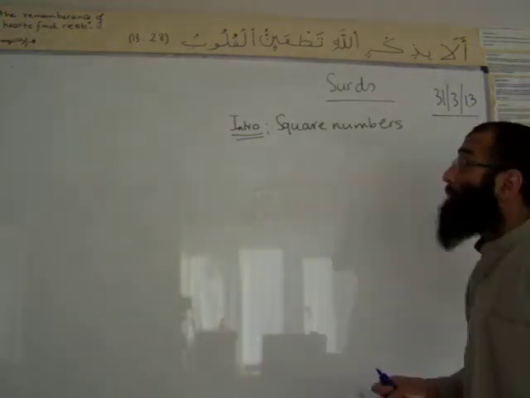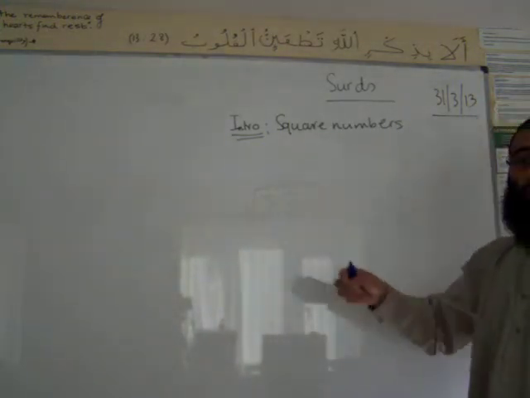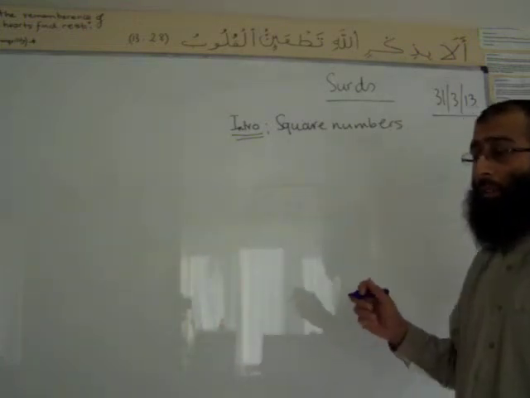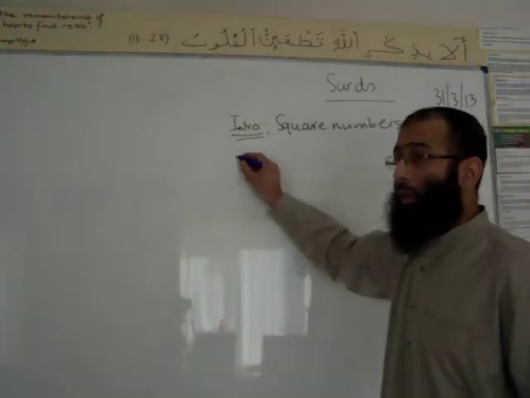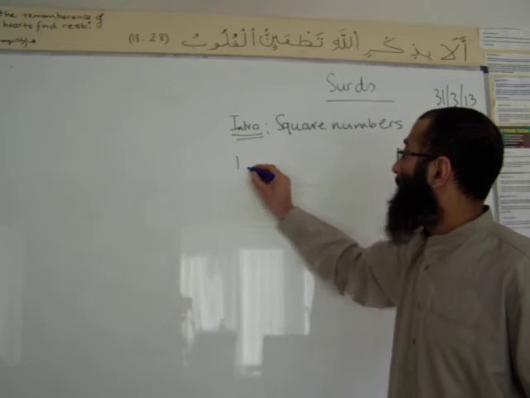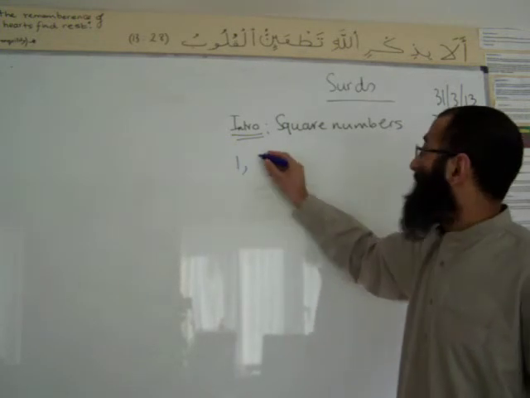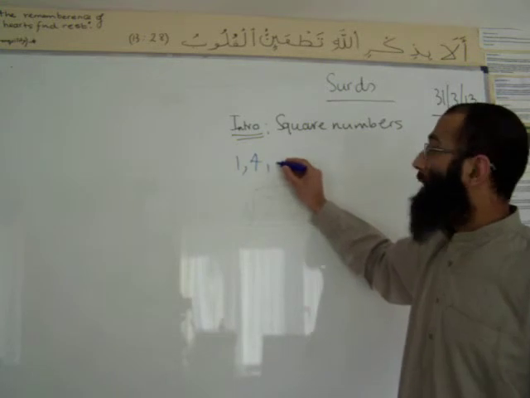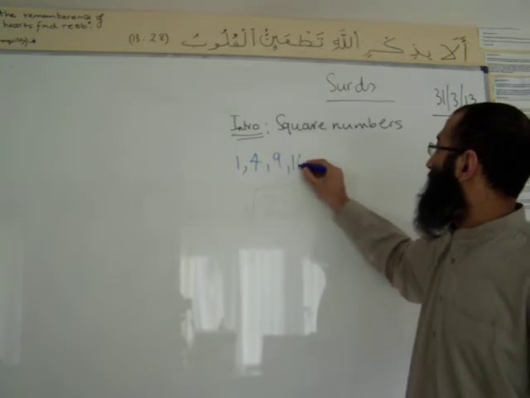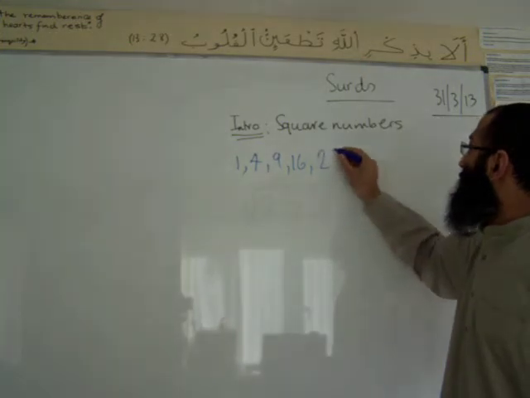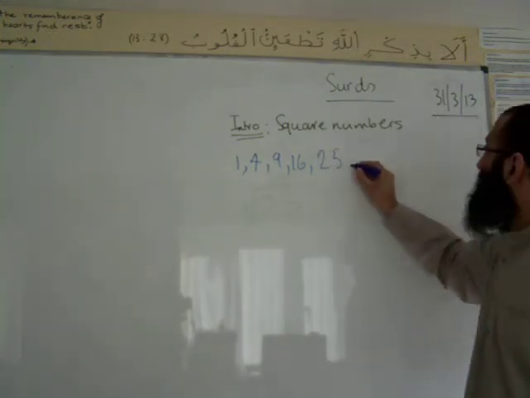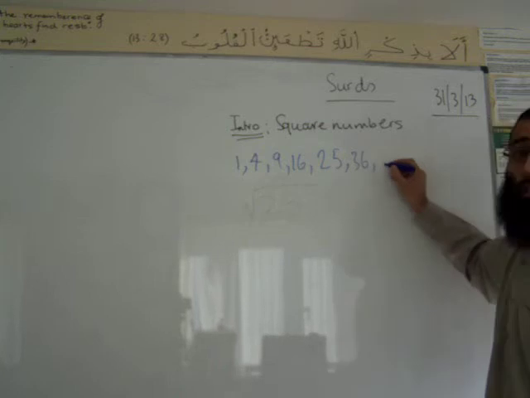Surds are all about square numbers. Can someone give me the first 5 square numbers, please? We have 1 times 1, which is 1, which is a bit of a useless number actually. The next one is 2 times 2. Then we have 9, then 16, 25, 36, 49.